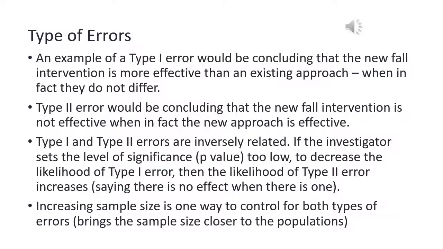Type 1 and type 2 errors are inversely related. So if the investigator sets the level of significance too low to decrease the likelihood of type 1 error, then the likelihood of type 2 error increases, saying there's no effect when there is one. So this is a balance that you need to know, and many times you can talk with a statistician based on your study and what you're actually studying. Increasing sample size is one way to control for both types of errors, as it brings the sample closer to the population. But these are things that you need to consider particularly when you're evaluating your statistical results.